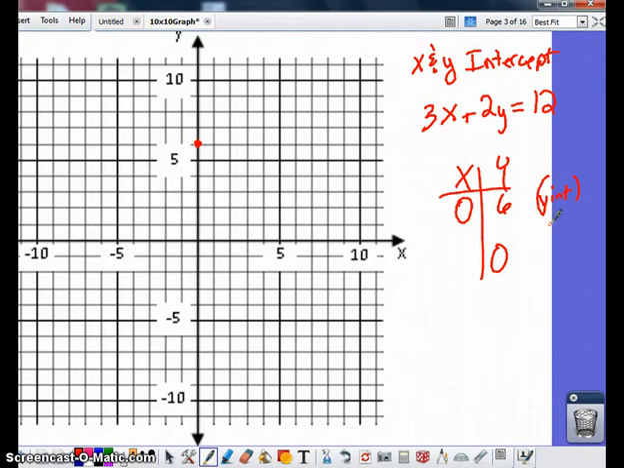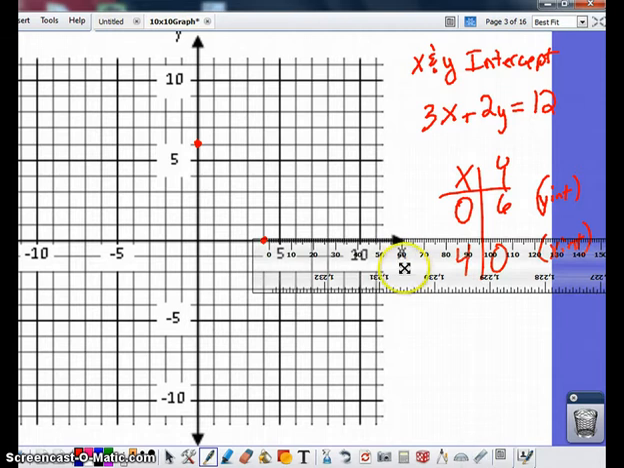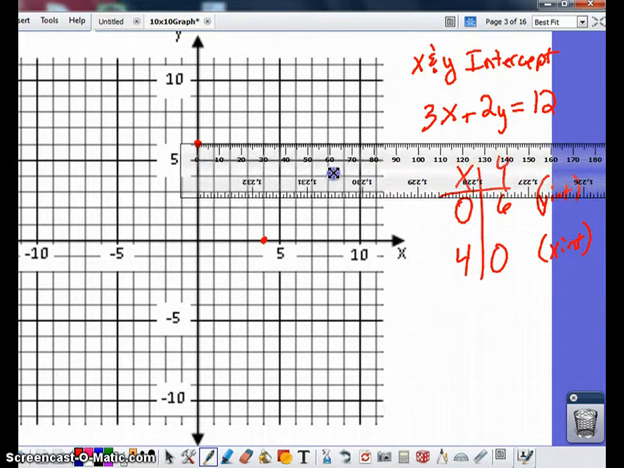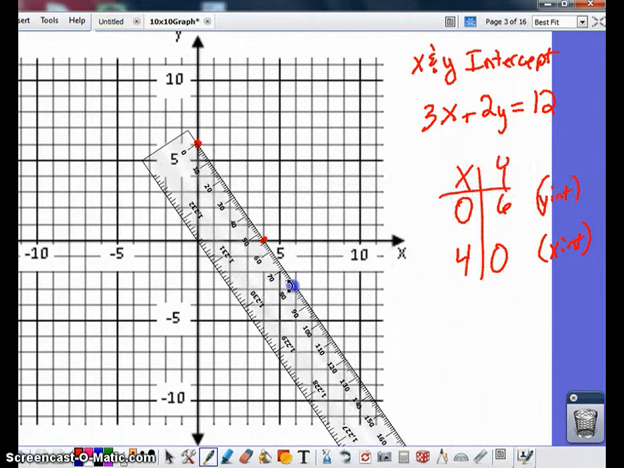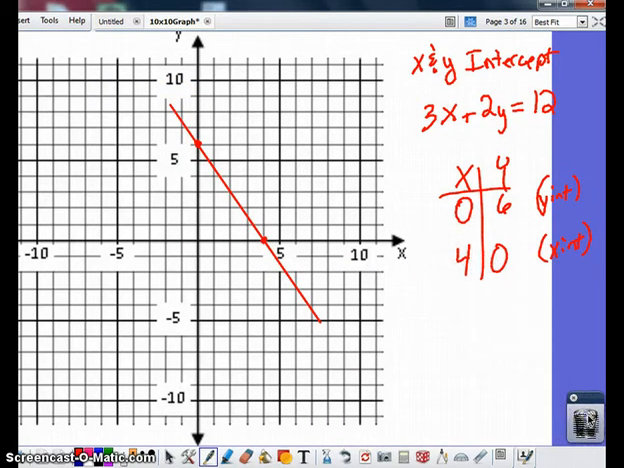If I plug 0 in for y, 0 times 2 is 0, and then you have 3x equals 12, x will end up being 4. So if I graph this, 4, 0, and this happens to be my x-intercept. And then, of course, you can grab your ruler and graph that line as well. Those are the three main methods to graph a line.